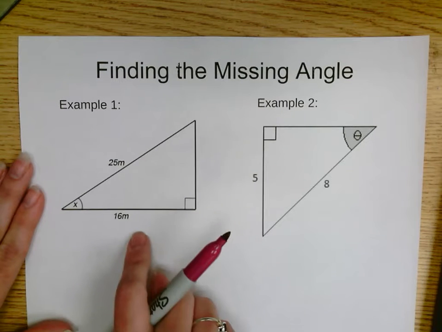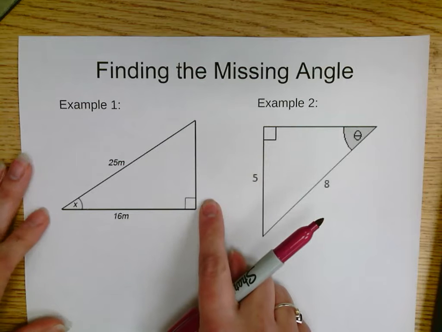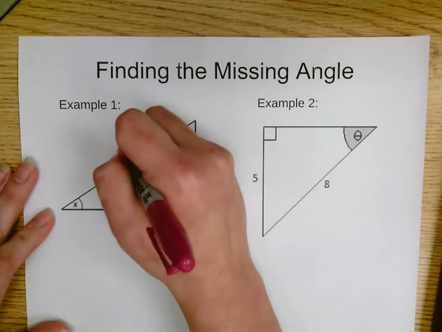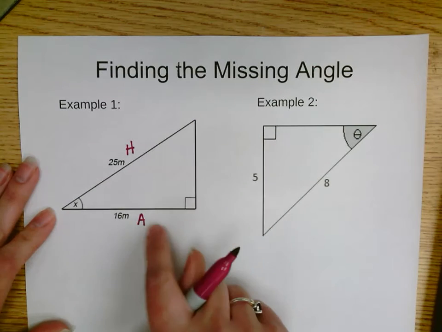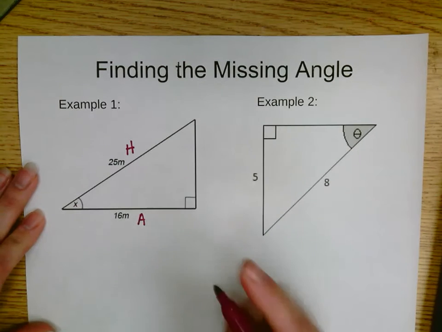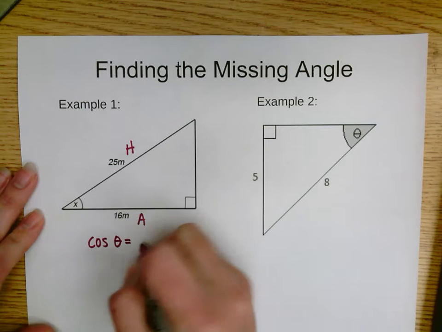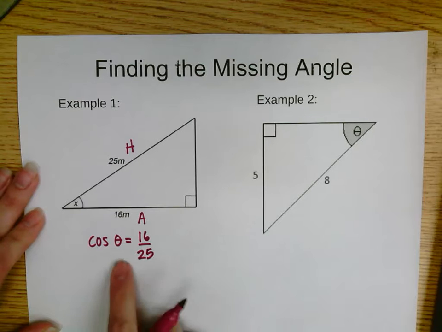This is all the way across, this is opposite. I don't have anything over there to help me, so this has to be adjacent. And this has to be hypotenuse because it's across from the 90-degree angle. So adjacent and hypotenuse is cosine. Sorry, I misspoke. So cosine of my angle equals 16 over 25. And I'm going to have to solve for theta.